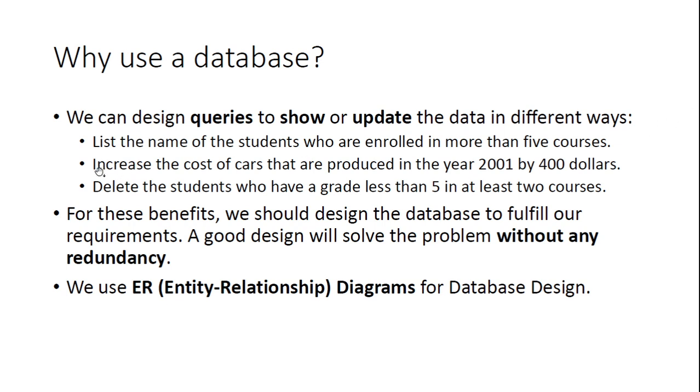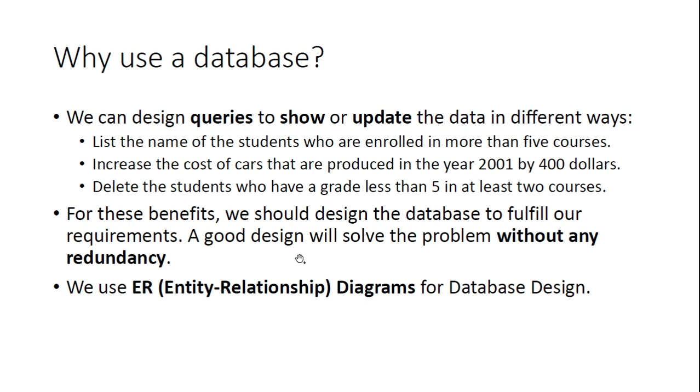Some other example: increase the cost of cars that are produced in the year 2001 by $400. So we need to update something. We have some filtering about the year, and we have the increment amount right here. Delete the students who have a grade less than 5 in at least 2 courses. So for such things, we can use the database system.